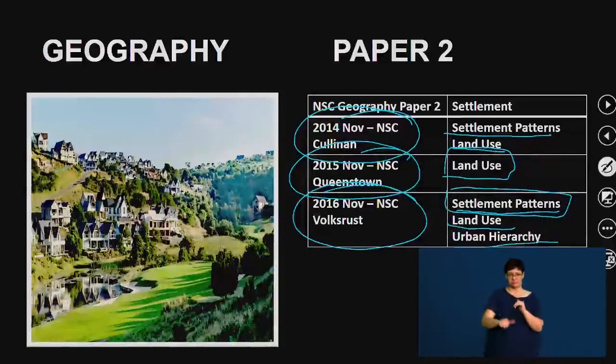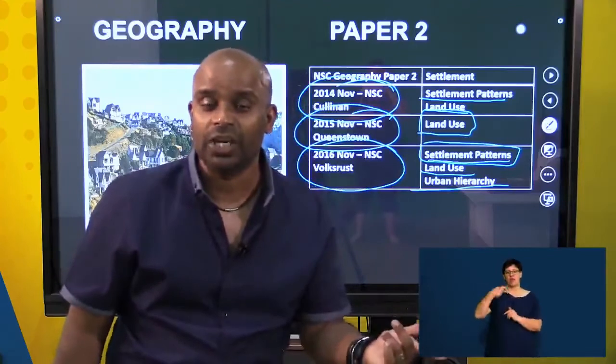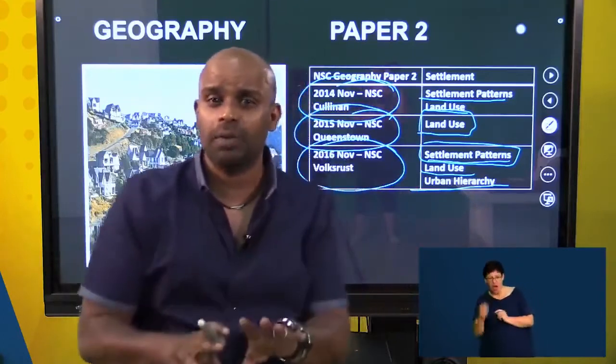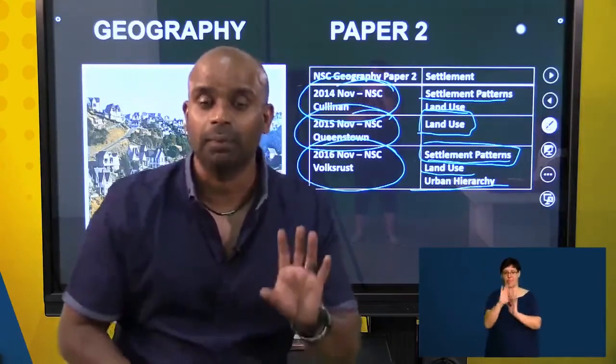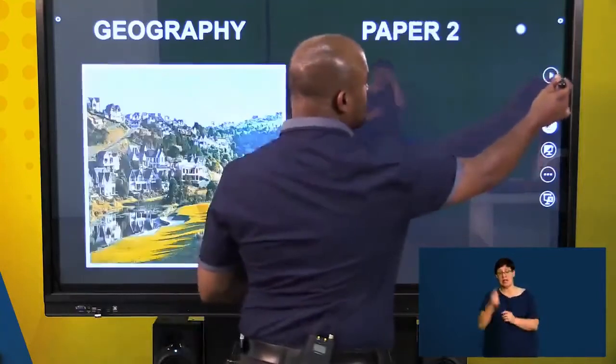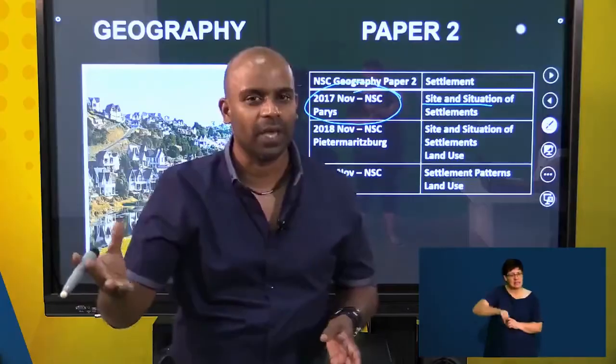Your urban hierarchy tests you on central places. Concepts like threshold population, range, as well as the order of goods and services. Bringing all that knowledge from theory onto a map, using it to apply, is crucial. Moving on to your settlement examples, we had the 2017 map, which tested the site and situation of settlements. Bringing back your theory, notice the following.